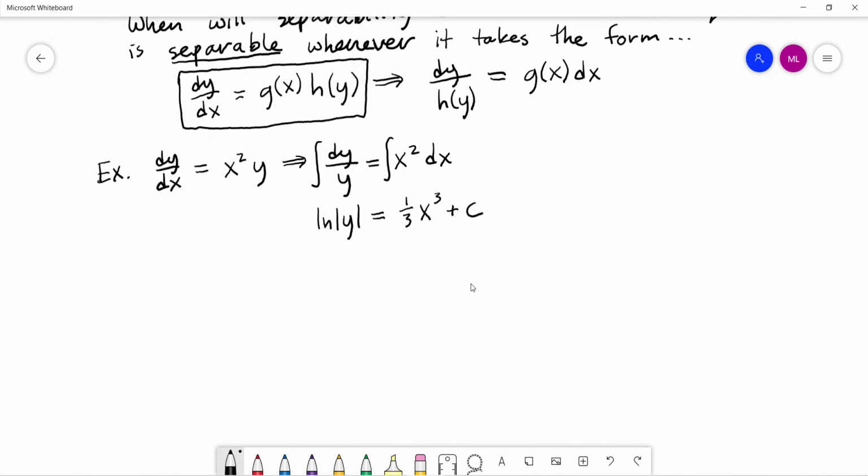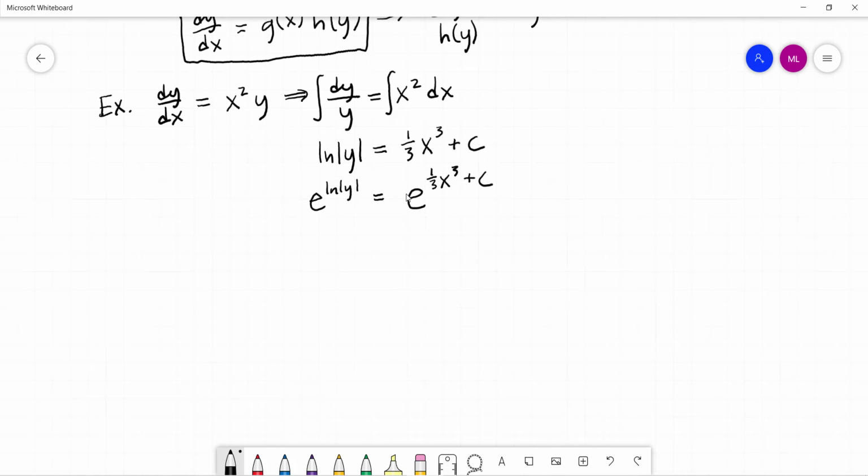Okay, so same thing, let's solve for y. I'm going to solve for y by exponentiating both sides to get rid of the natural log. So I have e to the natural log of the absolute value of y is equal to e to the 1/3 x cubed plus c. Same argument as before. Maybe we can knock this out in a couple of steps here.